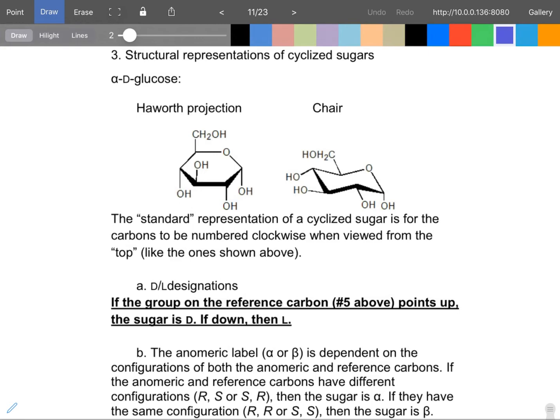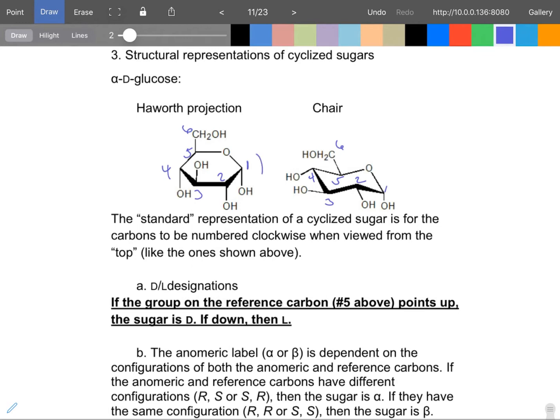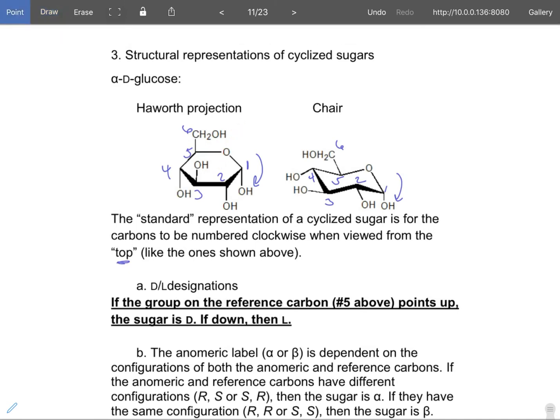Now, what I want to point out is a standard representation. And so let me just number the carbons here. 1, 2, 3, 4, 5, and 6. Notice that in this particular orientation, when we put the ring oxygen in the back in both cases, we are numbering these in a clockwise direction, right? In both cases, we're going around that circle, and the carbons are numbered clockwise, and we're viewing this from the top, right? We're looking down on these as if we are above them and numbering clockwise. That's what I call the standard representation.